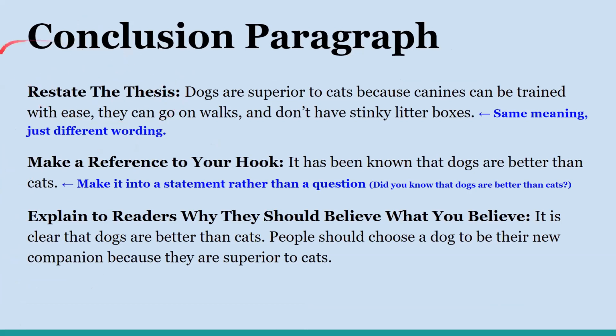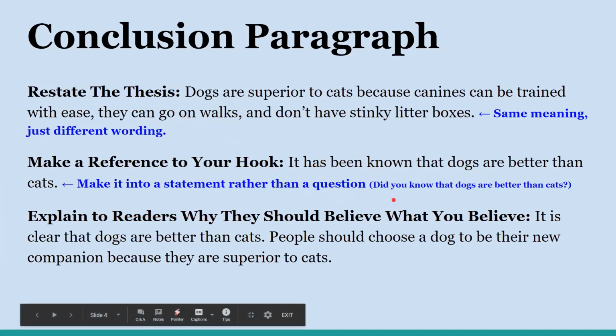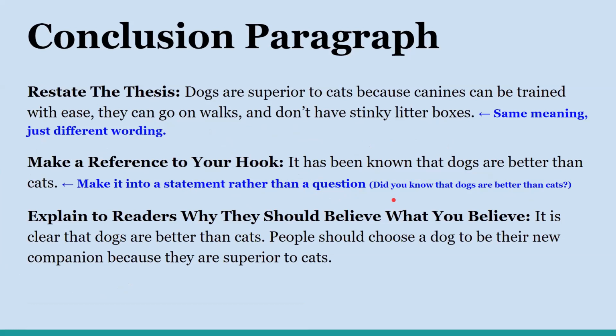So restate the thesis is first. So dogs are superior to cats because canines can be trained with ease. They can go on walks and don't have stinky litter boxes. So it has the same meaning as our first thesis, but just with different wording. Then you make a reference to your hook. So it has been known that dogs are better than cats. You see, I made it into a statement rather than a question. So did you know that dogs are better than cats? Then last, you want to explain to your readers why they should believe what you believe, or why the topic is important. So it is clear that dogs are better than cats. People should choose a dog to be their new companion because they are superior to cats, just for an example.